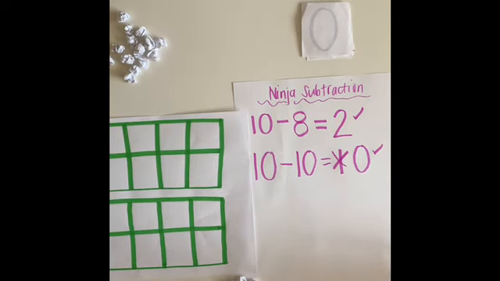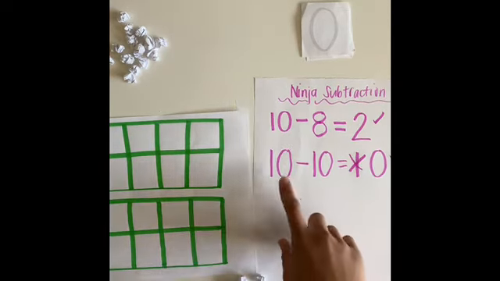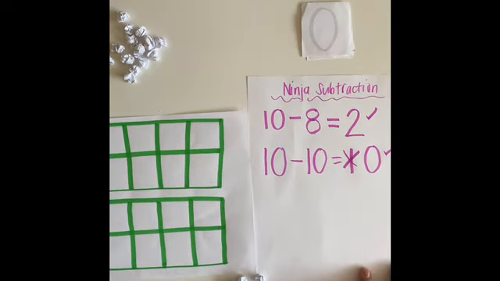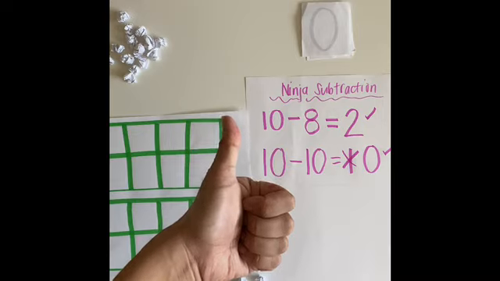Nice job. Again, the objective of this game is to get the closest to 0 as you are subtracting the smaller value from the whole number, right? And 10 is our whole number. So nice job. You ready for round 2? Give me a thumbs up if you're ready for round 2.